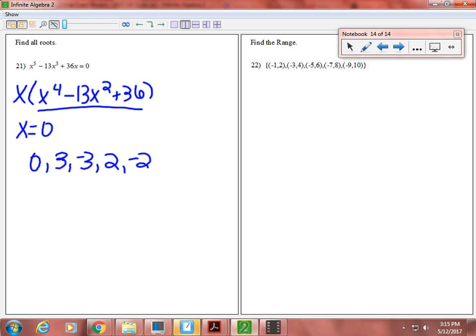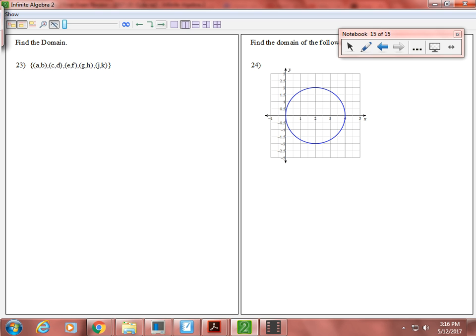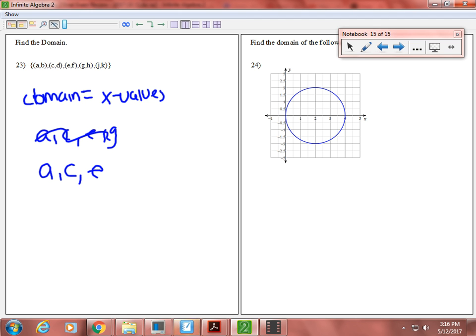22 wants you to find the range. Range is y values. So the y values of this are 2, 4, 6, 8, and 10. And those are your y values. 23 wants you to find the domain. My domain is my x values. So my x values of this are A, C, E, G, and J. That is really sloppy, sorry.